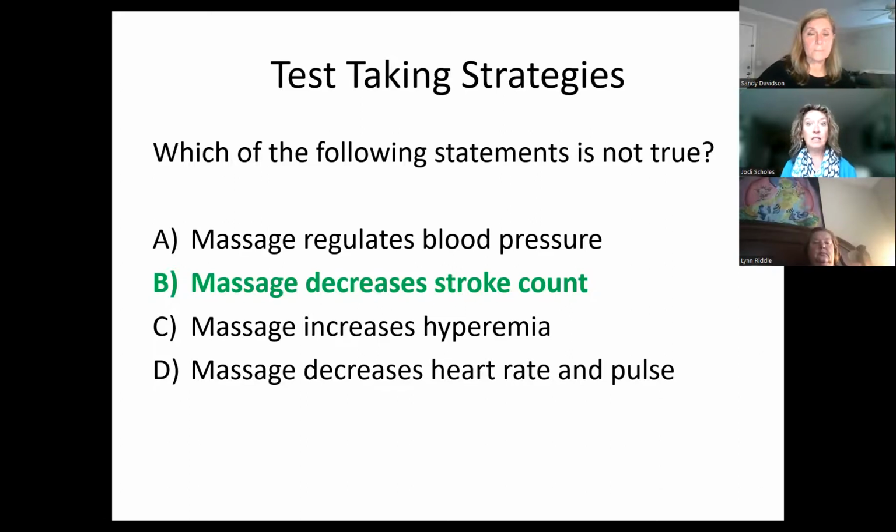And so it's a good thing to increase our stroke count. It's a good thing to increase hyperemia. It's a great thing to decrease the heart rate and pulse. Now that may seem counterintuitive, right? But we're talking about the pulse. We actually increase the efficiency of the heart with massage therapy. Even though the heart rate, the pulse goes down, the stroke count goes up. And of course, it regulates blood pressure. All right.